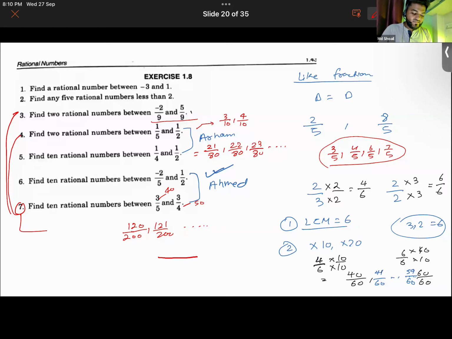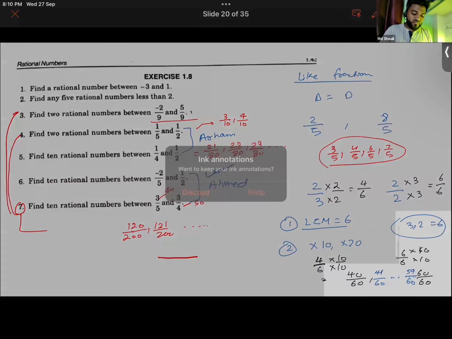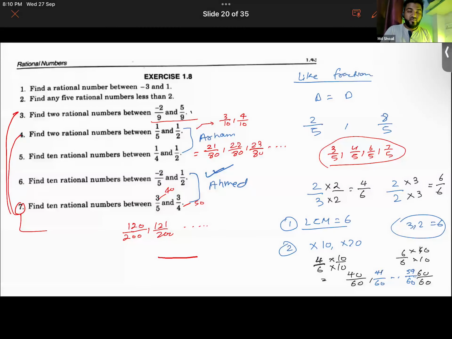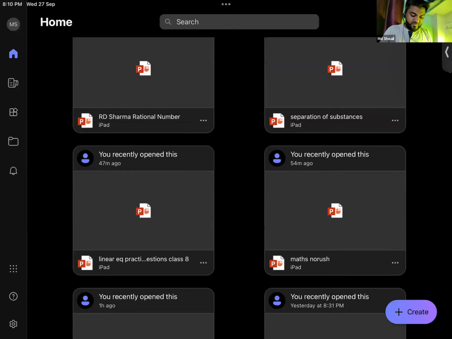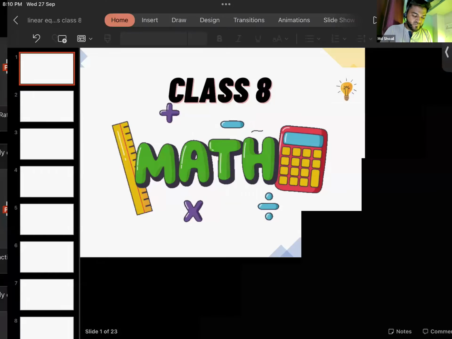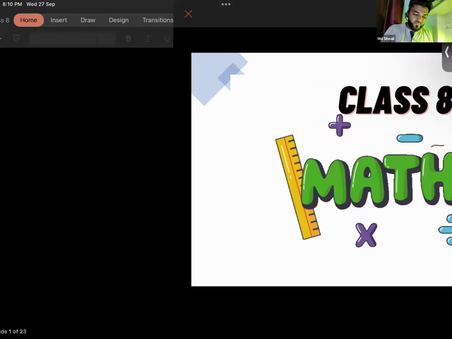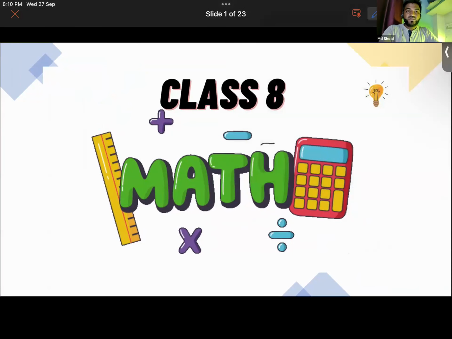All right, guys. With this exercise, by the way, this was the last exercise of the chapter, and the chapter finishes from RD Sharma as well. So we have sufficient time to begin with the next chapter. I have taken some interesting questions. The next chapter is linear equation in one variable. In higher classes, you will be studying linear equation in two variables.